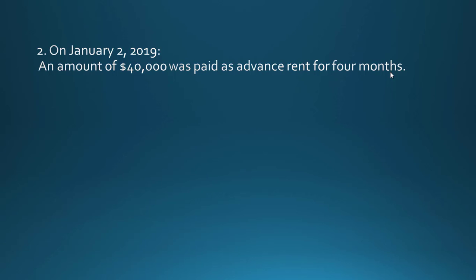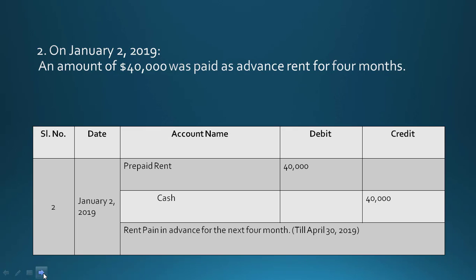So at the beginning of January 2, how should you put it? As you are paying cash, you are decreasing the organization's asset. So cash will be credited. And what should be debited? The debit is prepaid rent. Prepaid rent is not an expense. It's actually an asset. So let's see the journal entry. It says prepaid rent debit by $40,000 and cash credit by $40,000.